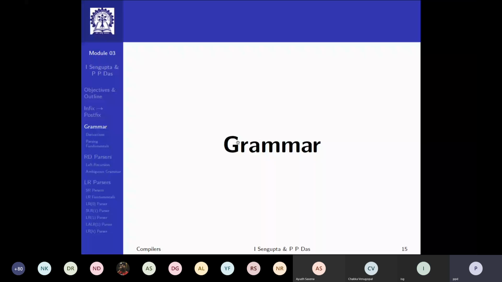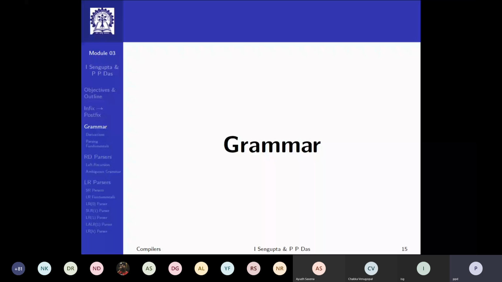Good morning, everybody. Welcome back to module 3. We are discussing syntax analysis using context-free grammar. Actually, we'll see that it will be a subset of context-free grammar.